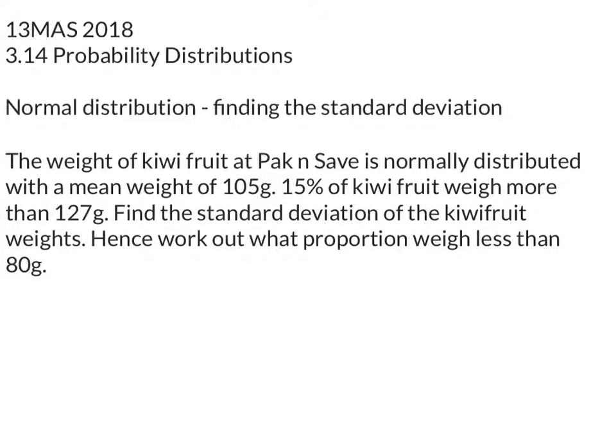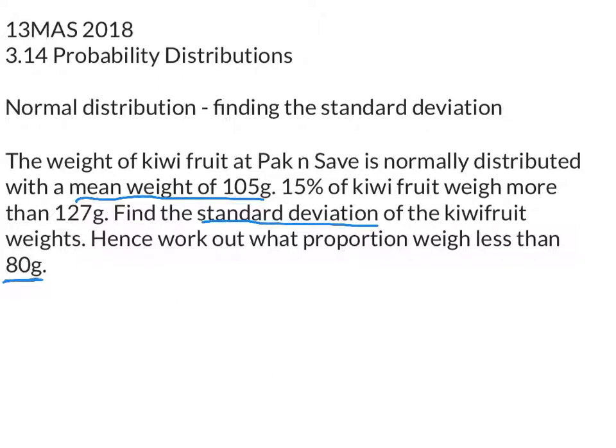So we've got kiwi fruit at Pack and Save normally distributed with a mean weight of 105 grams. 15% of them weigh more than 127 grams. So first we're asked to work out the standard deviation of the kiwi fruit weights, and then we have to use that information to figure out what proportion weigh below 80 grams.